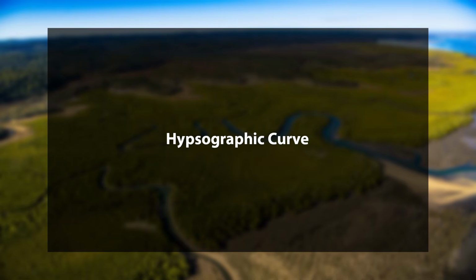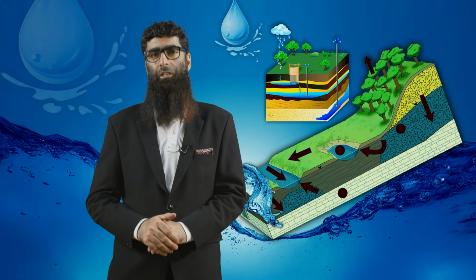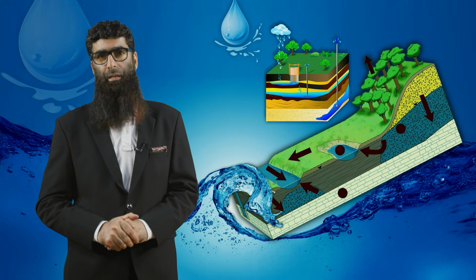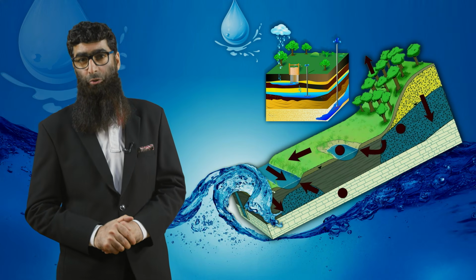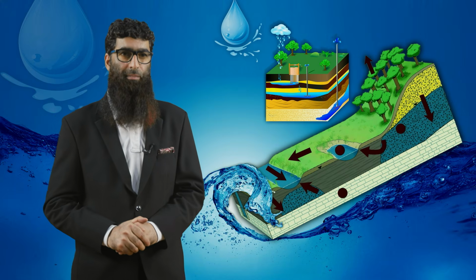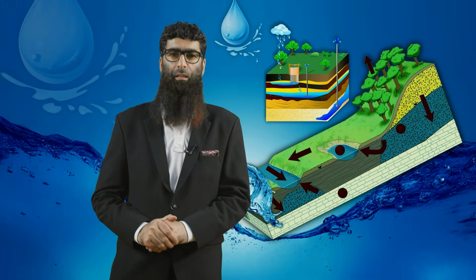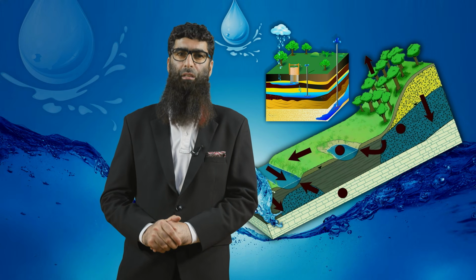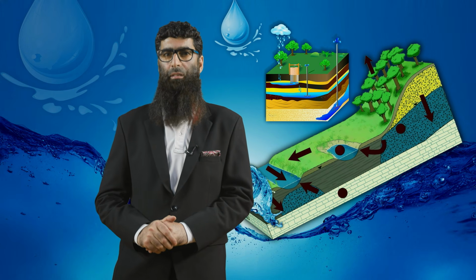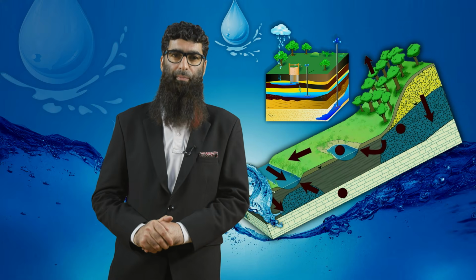Then the hypsographic curve. It is another measurable relief parameter that explains the evolutionary stage of the watershed. It is represented through a graph that shows the relationship between elevation and the total percentage of land in a watershed that is lying above that elevation. The geomorphic stage of the evolution of the landscape is reflected by the shape of the curve.